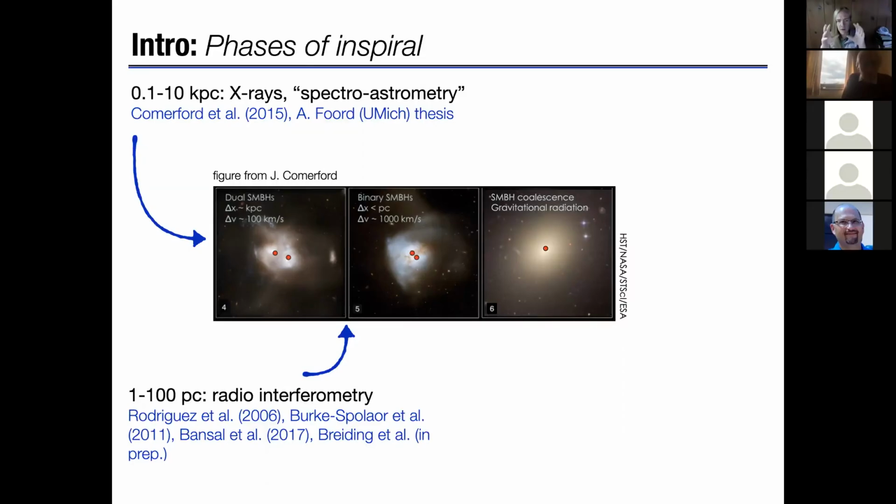And Sarah Birks-Pallor did a search of FIRST radio images to try to find as many of these as possible. It's difficult in the radio because you have this kind of pencil beam observing approach. And she recovered this 7 parsec separation system. And in this Bansal et al. paper, you actually see the proper motion of the two radio sources.